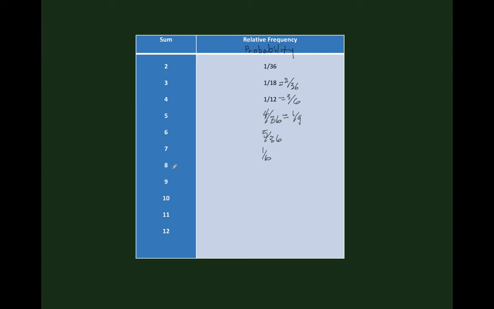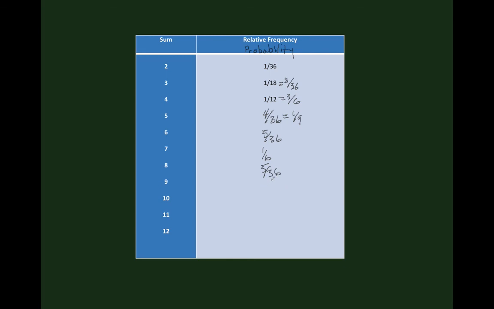With an 8, we could roll a 2 and a 6, a 3 and a 5, a 4 and a 4. That's the hard way for an 8. A 5 and a 3, a 6 and a 2. So I think I counted them all up. There are 5 ways out of a possible total of 36.